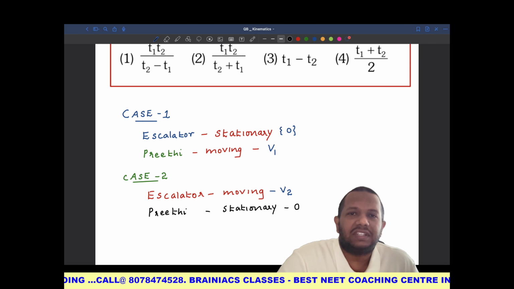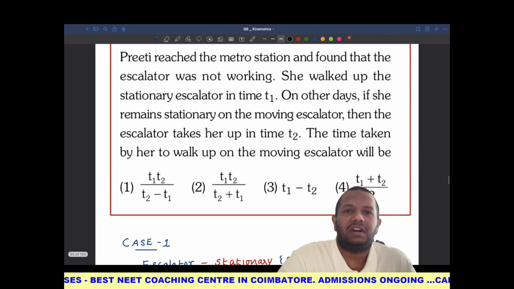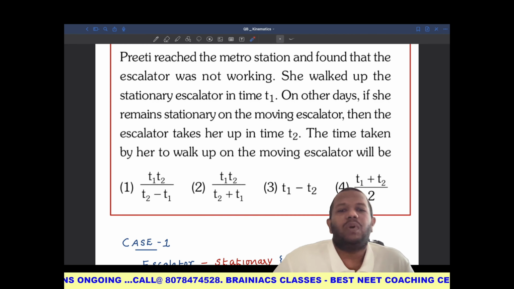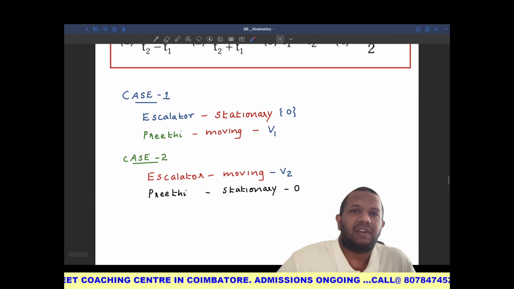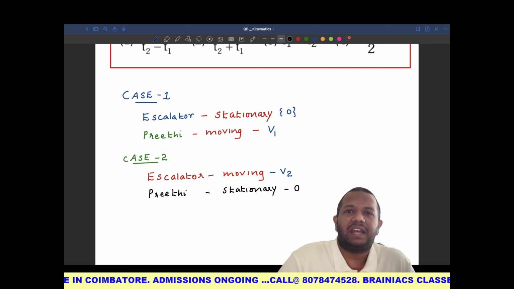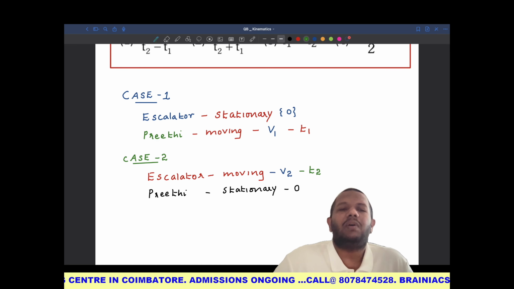Now in the first case, the escalator was stationary and Preeti was moving, and it takes a time of t1, as mentioned in the question. In the second case, when the escalator was moving, it takes a time of t2. So let us write here: velocity v1 with time t1, and velocity v2 with time t2 when the escalator is moving along.